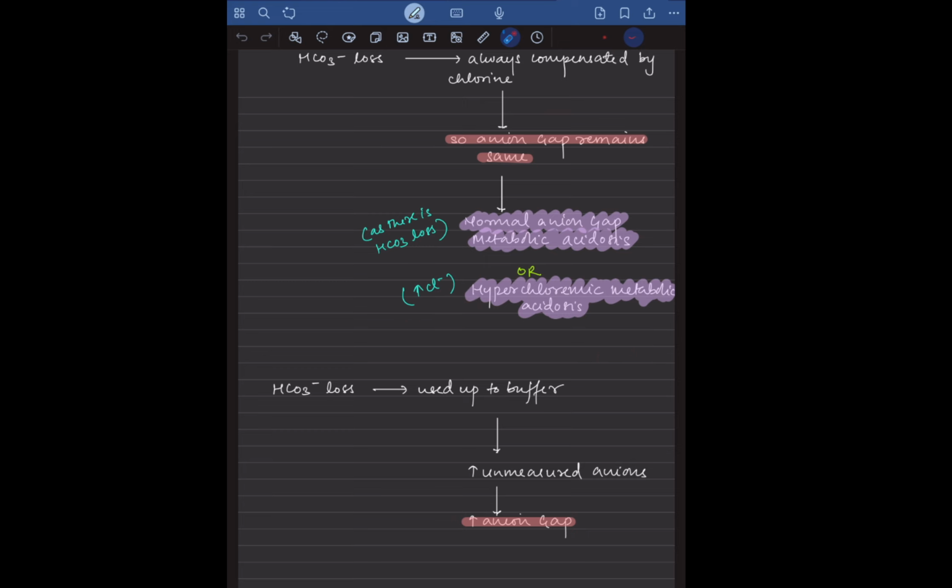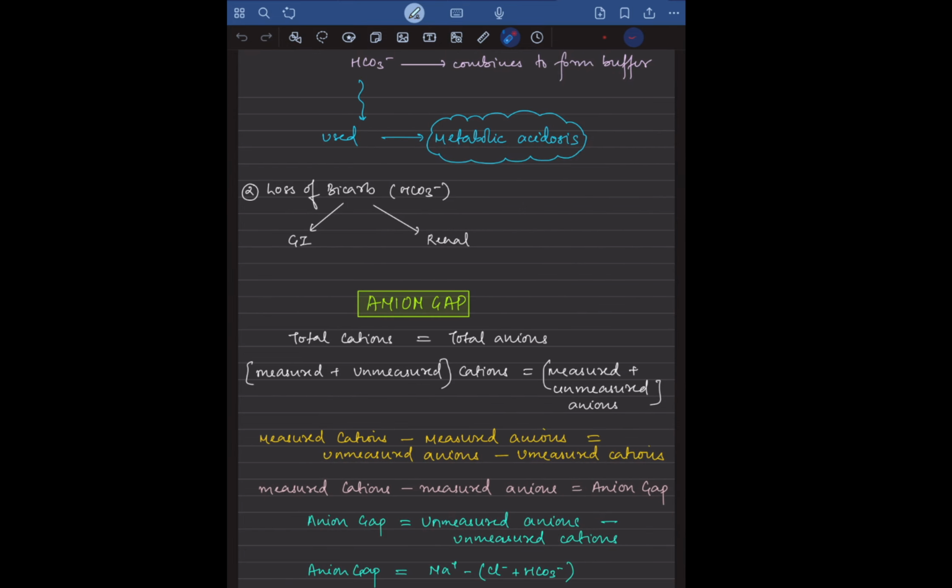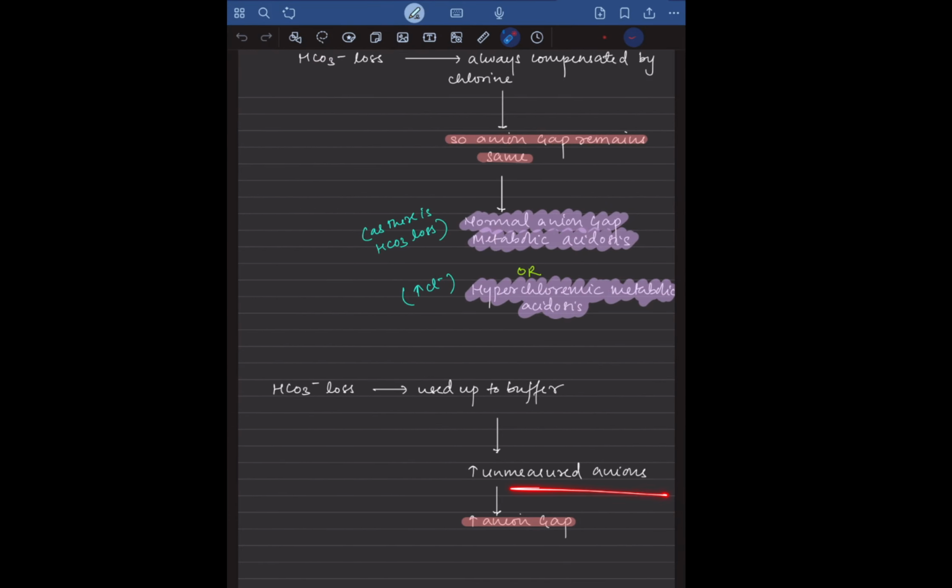Now there could be another thing, that bicarb is used up for the buffer system. We have already seen that bicarb is being used up, and there will be acidosis, remember. But here the unmeasured anions are also increased. That means in this formula, bicarb has been used up, so there is a lesser value. Now what will happen? The unmeasured anions will be increased, and that will cause an increase in the anion gap. So there are two things, a normal anion gap or a high anion gap, so HAGMA or NAGMA.